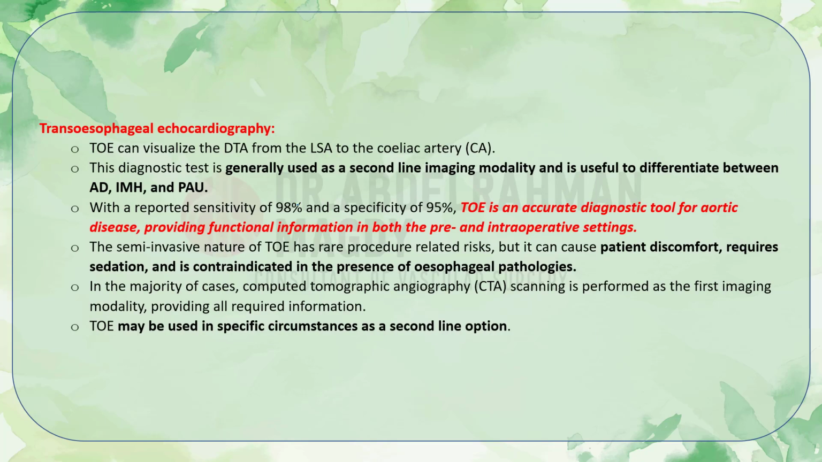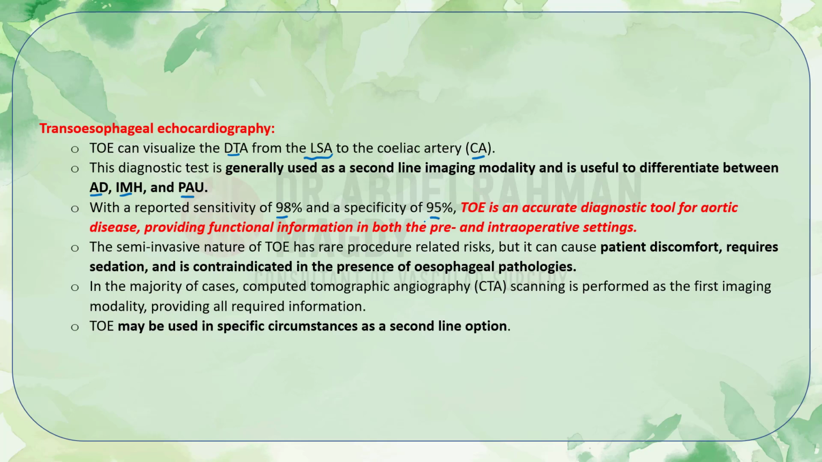What about the transesophageal echo? In contrast to the transthoracic echocardiography, the transesophageal echocardiography can visualize the whole length of the descending thoracic aorta from the left subclavian artery to the celiac artery. So this diagnostic test is generally used as a second line imaging modality and is useful to differentiate between the acute aortic syndrome subtypes, which are the aortic dissection, intramural hematoma, and penetrating aortic ulcer, with a reported sensitivity of up to 98% and a specificity of up to 95%.